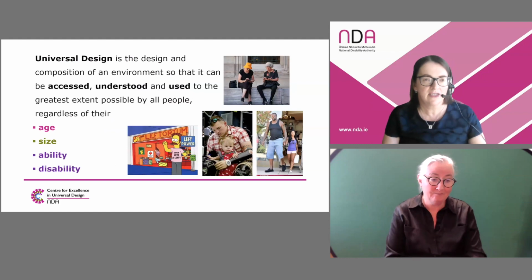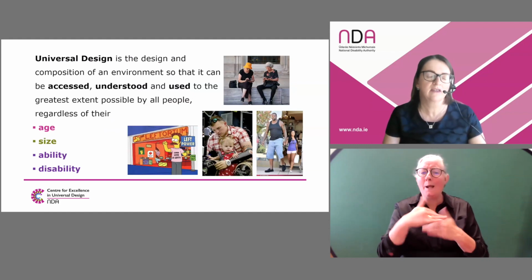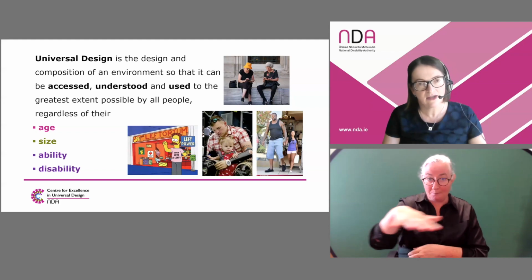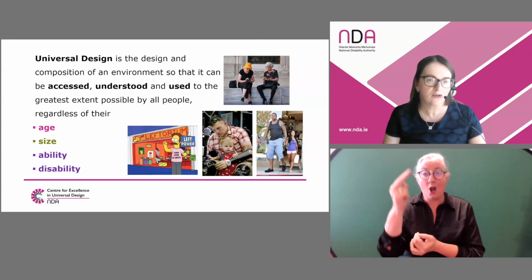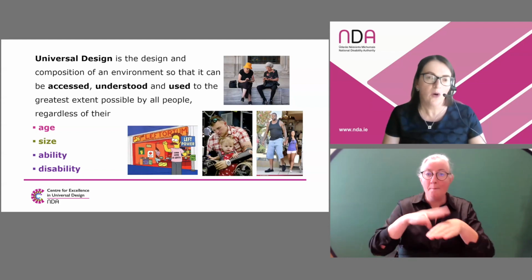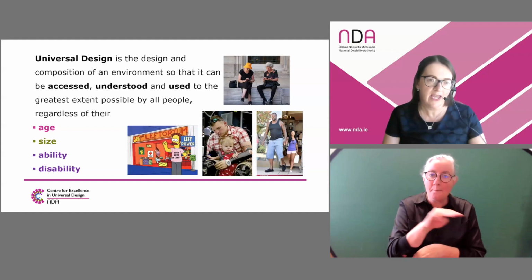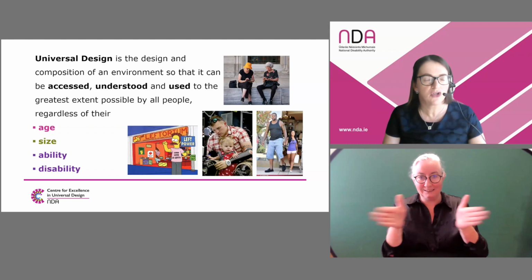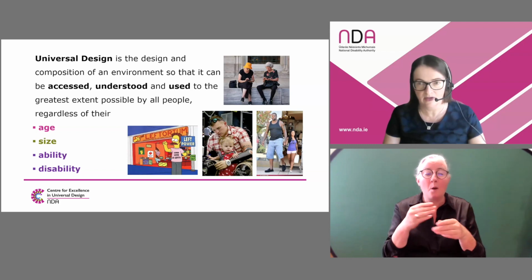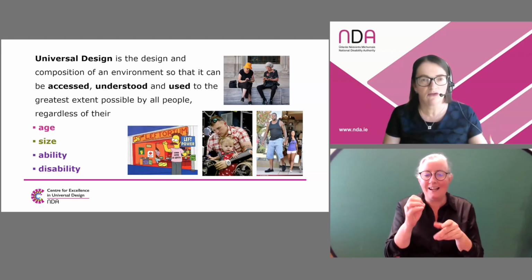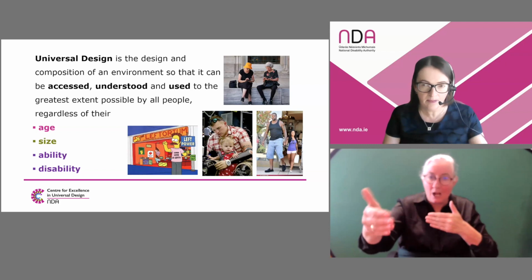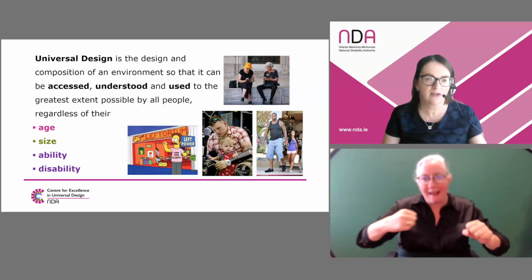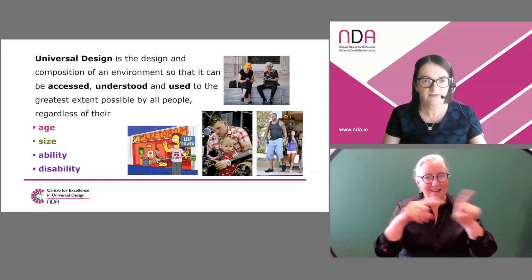So that brings me to the definition of universal design: the design and composition of an environment so that it can be accessed, understood, and used to the greatest extent possible by all people, regardless of their age, size, ability, or disability. And I'd point you to the phrase there, to the greatest extent possible. It's really about extending the range of users of the buildings and the places that we're designing if we consider people's diverse needs and characteristics.